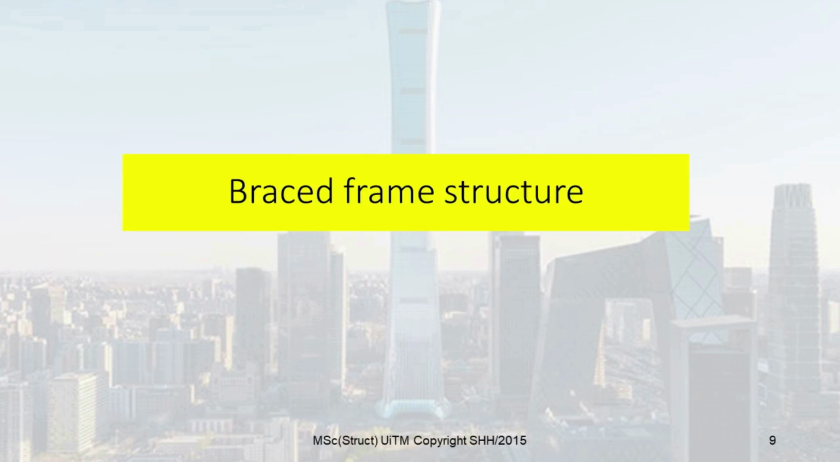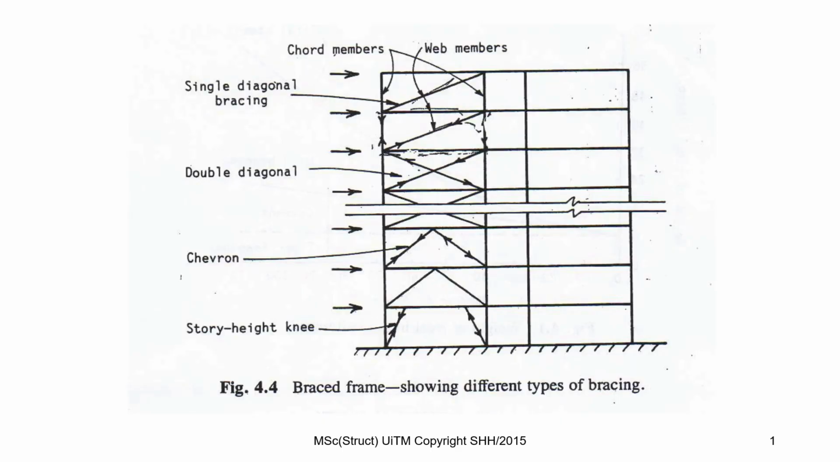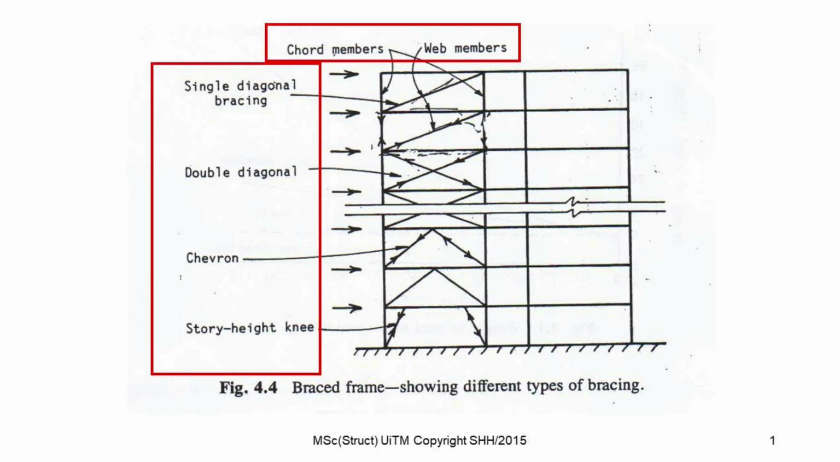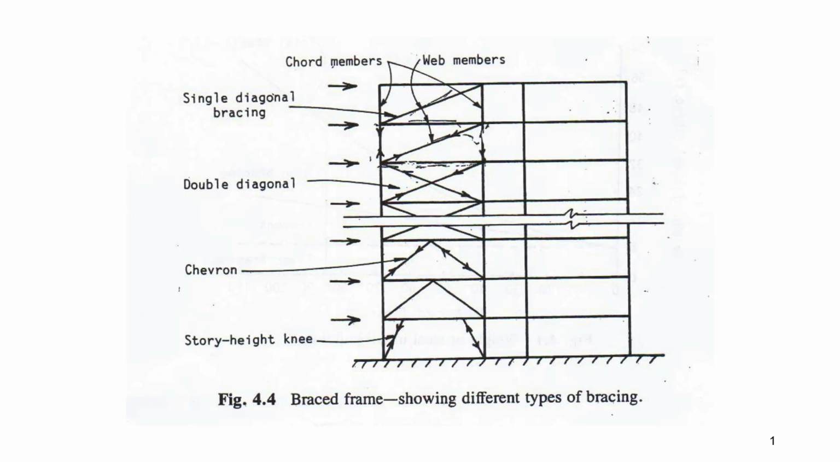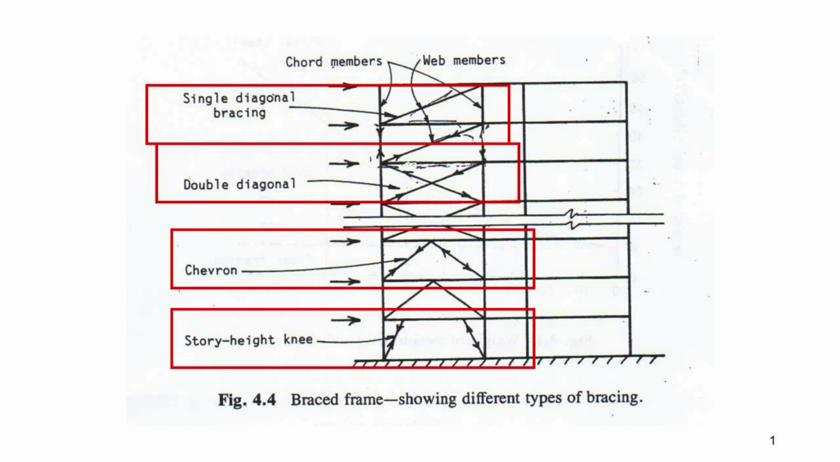Braced frame structure. Braced frame structure is the basic structural form for tall buildings. In braced frames, the lateral resistance of the structure is provided by diagonal members that together with the girders form the web of the vertical truss, with the columns acting as the chords. The most common types of bracing are single diagonal bracing, double diagonal, chevron, and story height knee. This system is commonly used in steel construction.